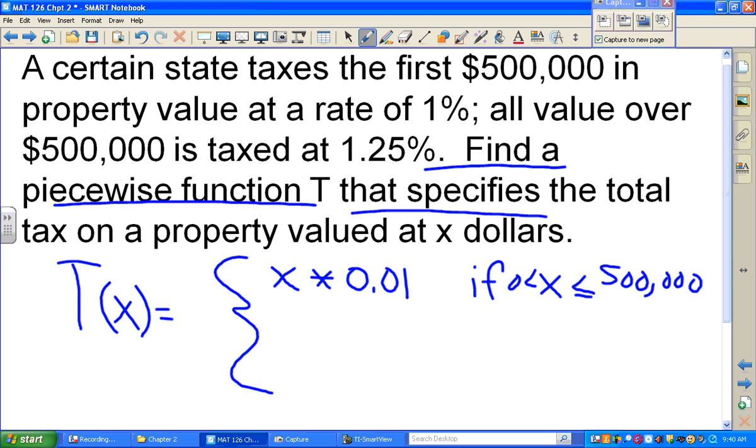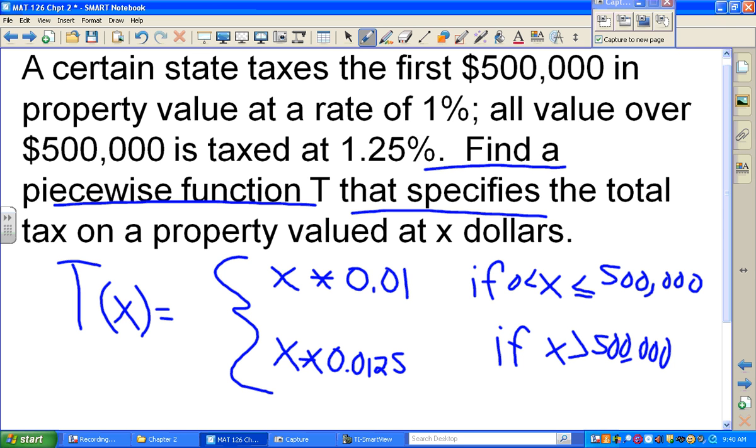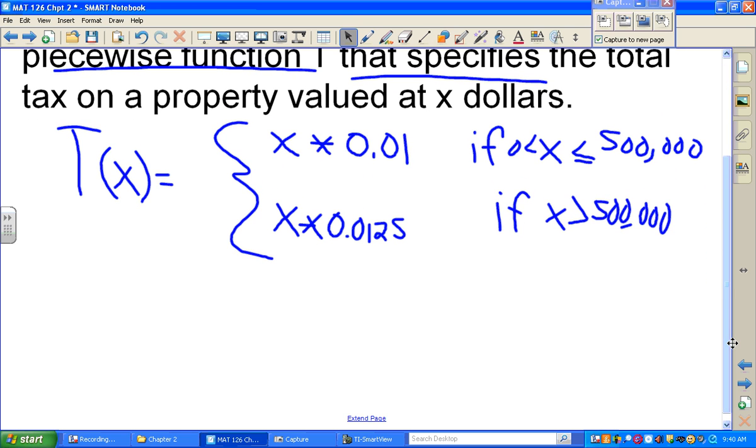So, over 500,000, you're taxed at a rate of 1.25%. That's if x is greater than 500,000. However, the first 500,000 is still taxed at 1%. How would you account for that in your second equation? The first 500,000 is still taxed at 1%, not the 1.25. So if your home is worth $600,000, you're only going to pay tax on 1.25% of the 100,000. Does that make sense?